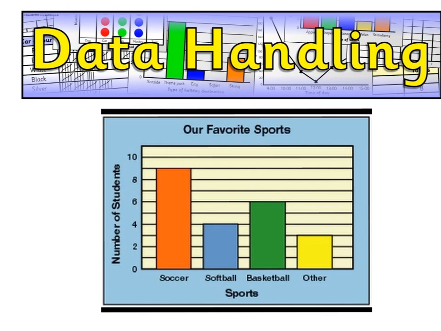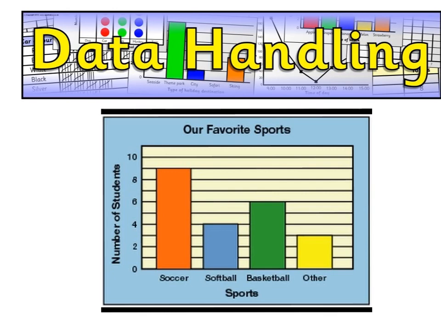Another important thing to note about reading graphs is the title of the graph. This tells you what the graph is about. So in this instance, this bar chart is about people's favourite sports. The y-axis here shows the number of students. If you see there's the subtitle for that. The number of students is shown on the y-axis, and on the bottom along the x-axis, it shows the sports that they like.